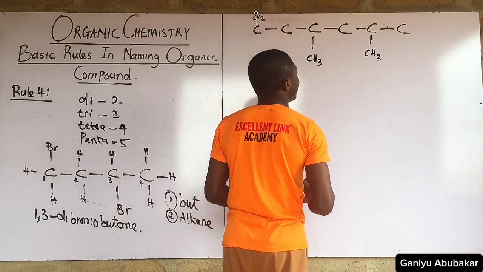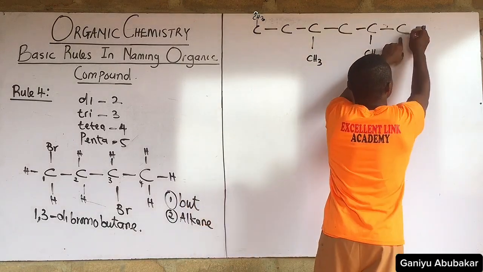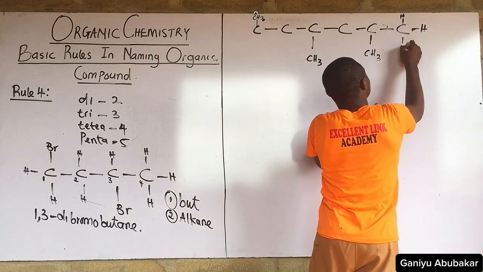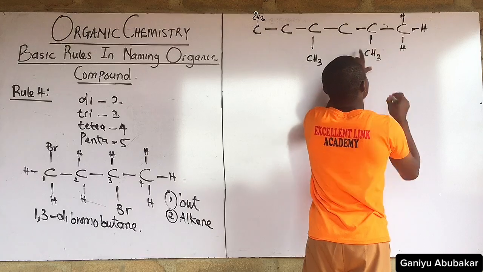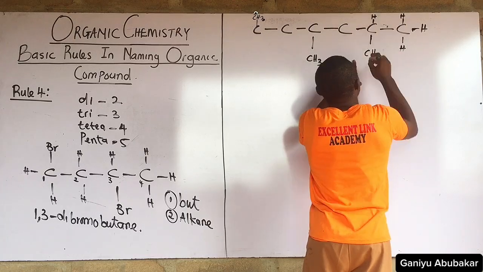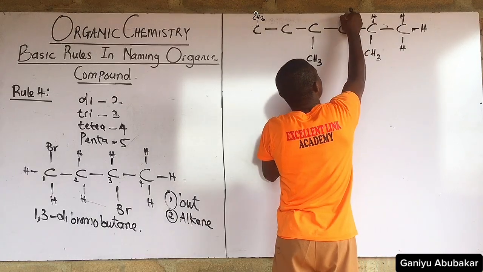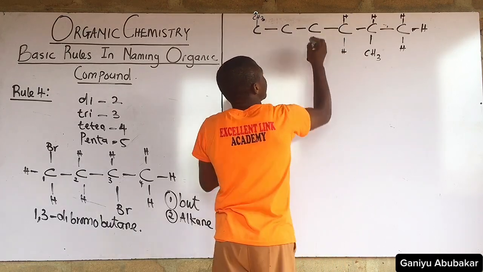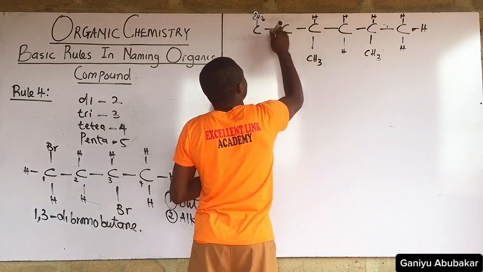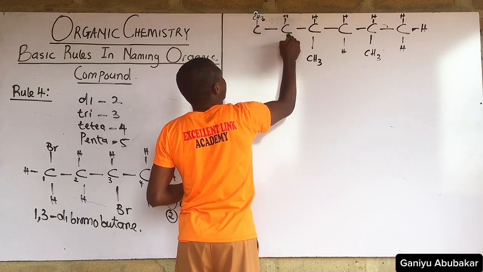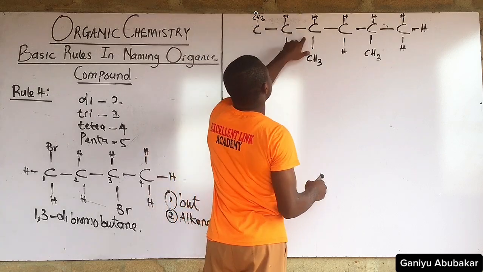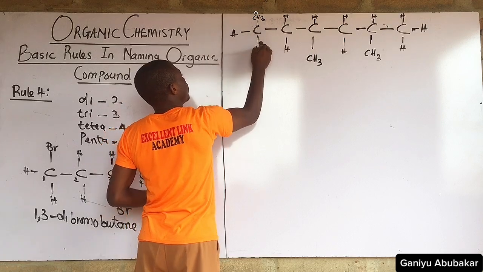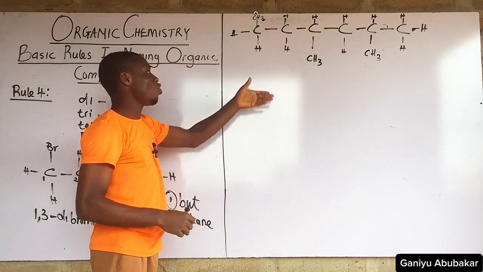CH3. All right, let's balance this up. So I have 1, 2, 3, 4 balanced. 1, 2, 3, 4 balanced. 1, 2, 3, 4 balanced. 1, 2 balanced. So this becomes 1, 2, 3, 4 balanced. This is 1, 2, 3, 4 balanced. So let's name this compound here.